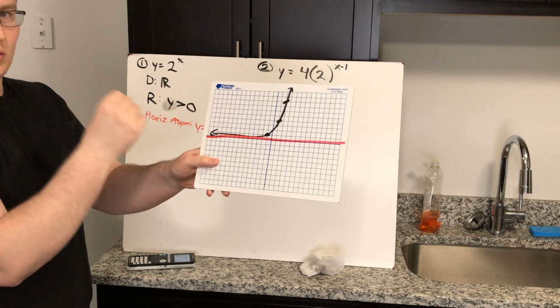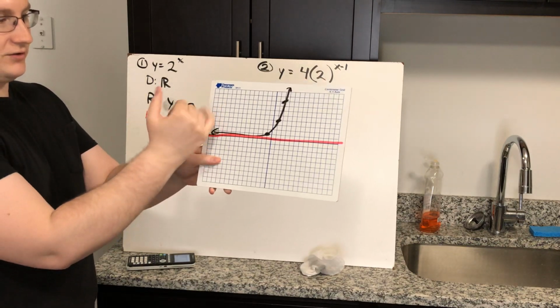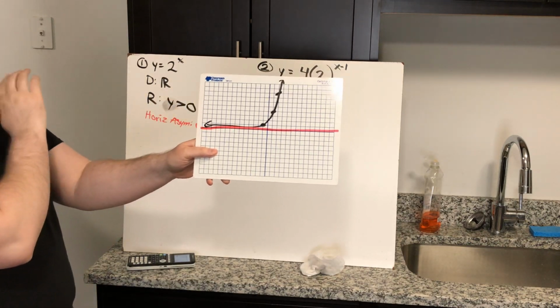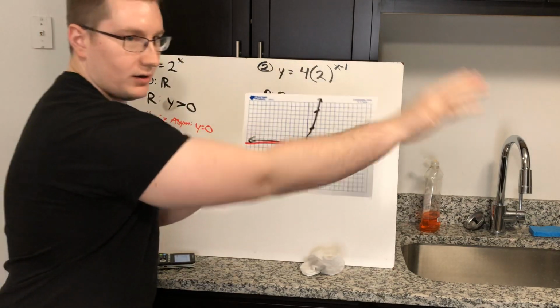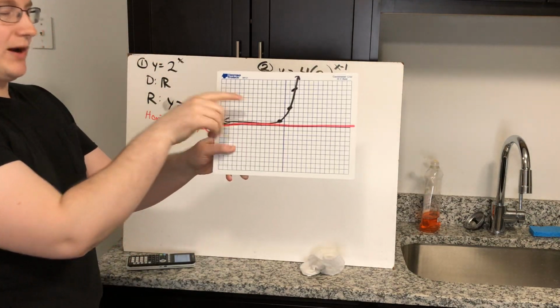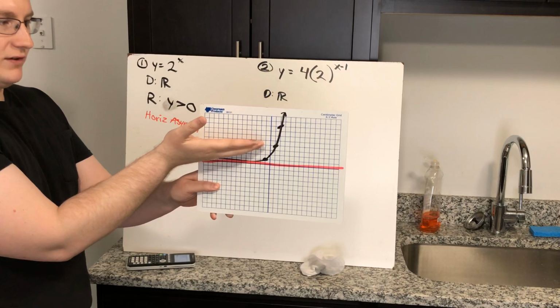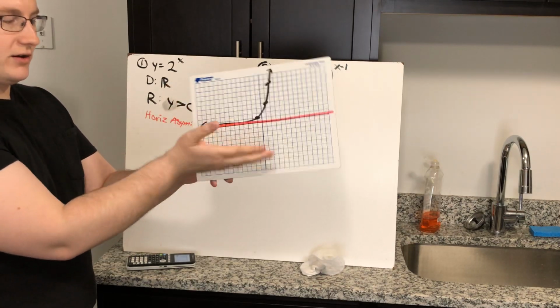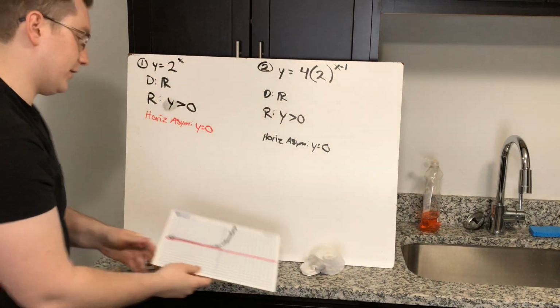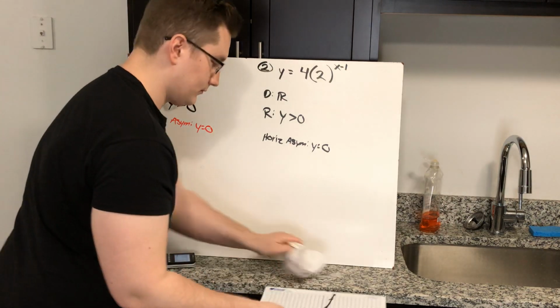If we notice, domain is all x values. So anything to the left, all real numbers. Anything to the right, all real numbers. But for my range, all my y values, I have all these values going up, but none going down. So it has to be greater than 0.